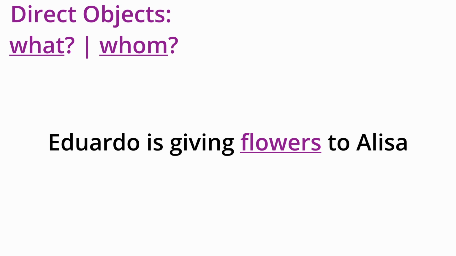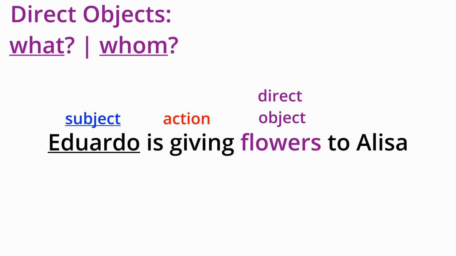So Eduardo is giving something to Alisa. Eduardo is a subject who's performing an action of giving something to Alisa. And what is it? What is he giving? That's right, flowers. Since the word flowers answers the question what, it means that it is a direct object of this sentence. So we have our subject. We have the action that the subject is performing, and we know which object directly receives the action.